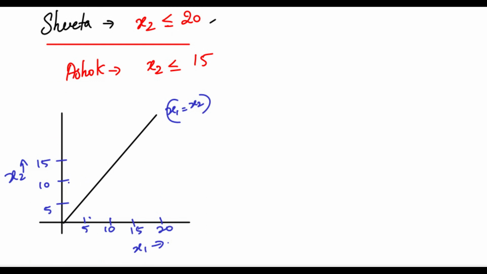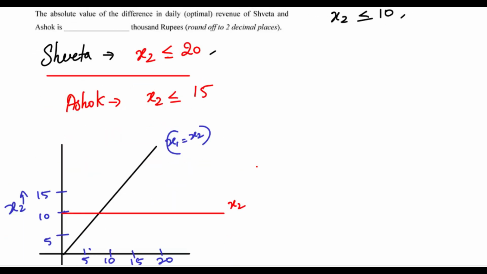Since this is 10, x2 doesn't change at all. It's going to be like this. It should be a straight line at 10. So this is x2 less than or equal to 10. Less than means it should be below the 10 line, if you are going to find it for the other values.